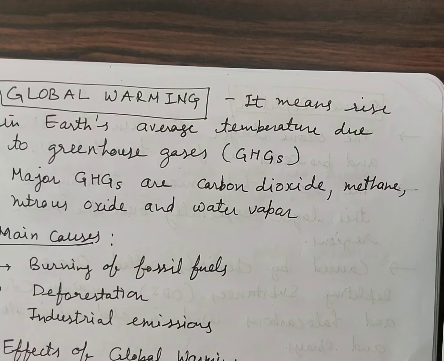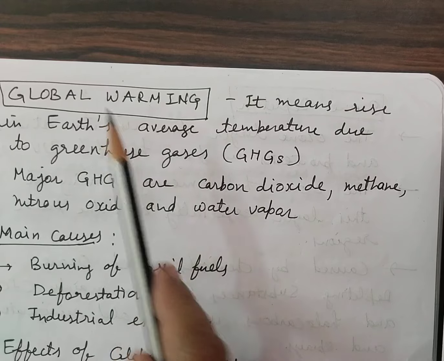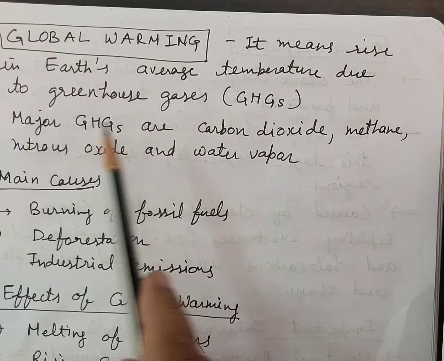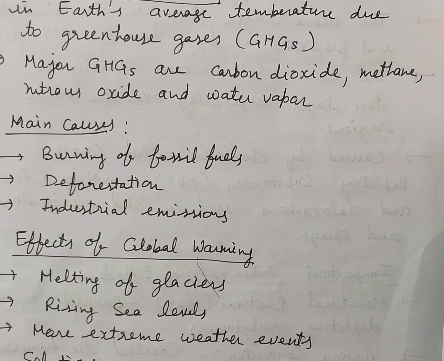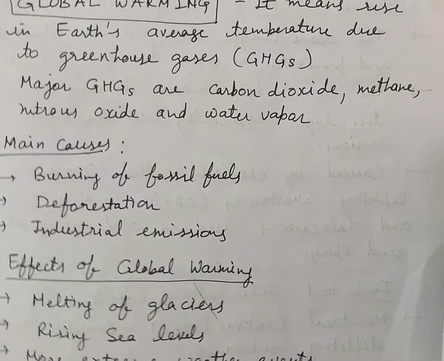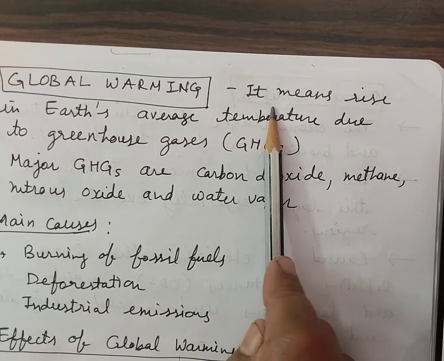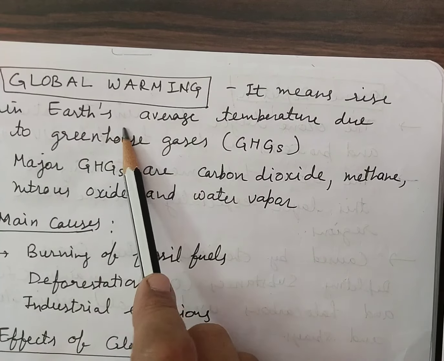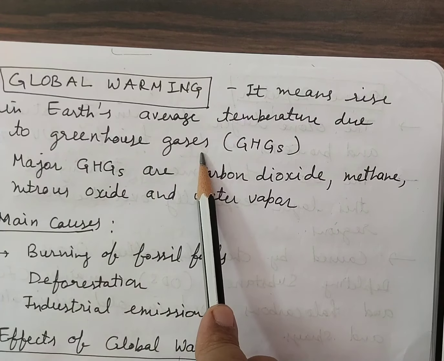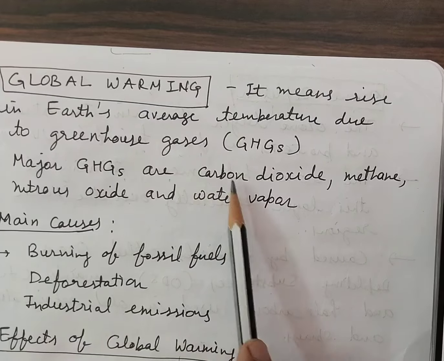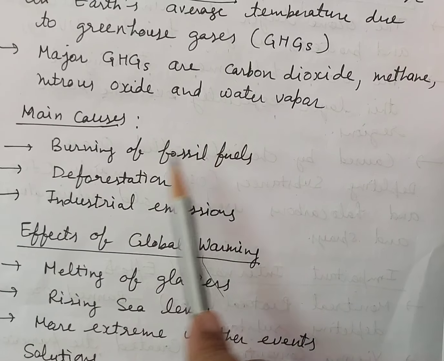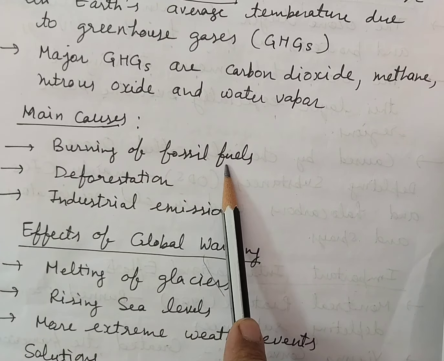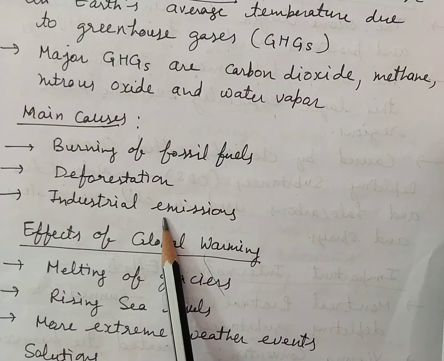Now coming to the next topic, that is global warming. We will cover the points: the main causes of global warming, effects of global warming, their solutions and the international efforts for global warming. Now what is global warming? Global warming means rise in Earth's average temperature due to greenhouse gases. Major greenhouse gases are carbon dioxide, methane, nitrous oxide and water vapor. Main causes: burning of fossil fuels, deforestation, industrial emissions.